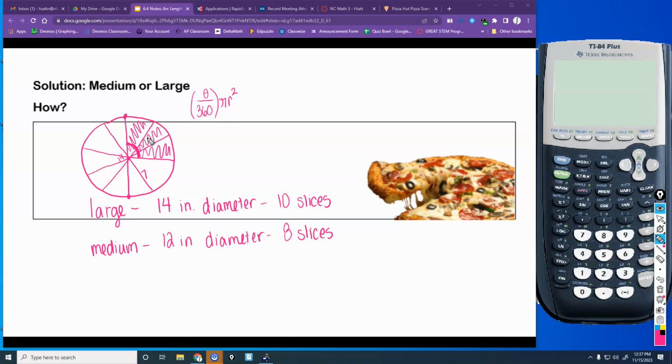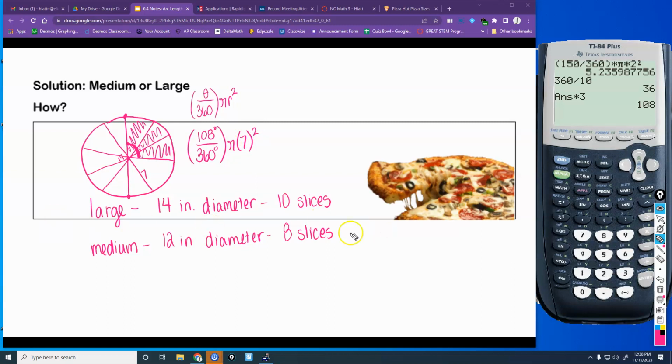Okay, how many slices did we cut the pizza into? 10. So how many degrees are in a circle? 360. So 360 divided by 10 is going to give us 36, right? That's how much we would have for each slice. We have 3 slices, so if we multiply that by 3, we're going to get 108. So we're going to have 108 as our angle over 360, and then we'll have pi times 7 squared.